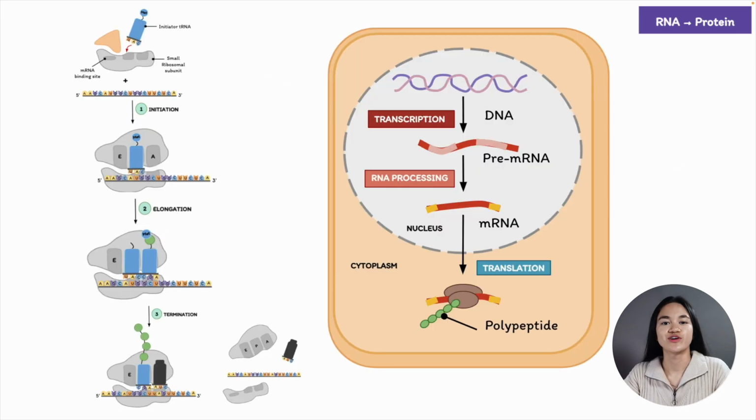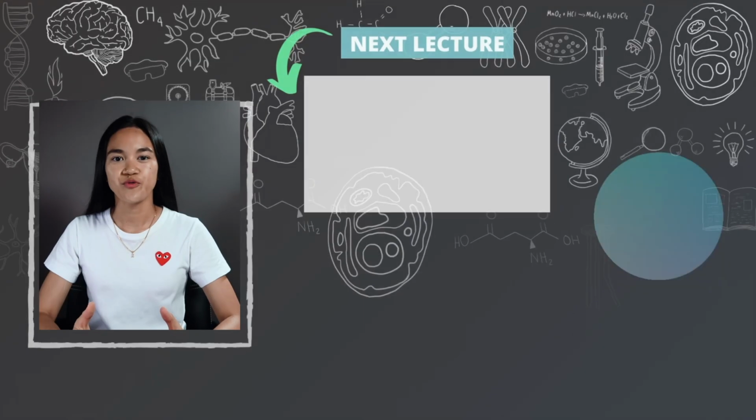In this lecture, we learned the second stage of gene expression. We covered the genetic code and how the sequence of nucleotides in an mRNA molecule is read consecutively in groups of 3. We broke down the functions of tRNAs and ribosomes and how we can break down translation in 3 stages: initiation, elongation, and termination.